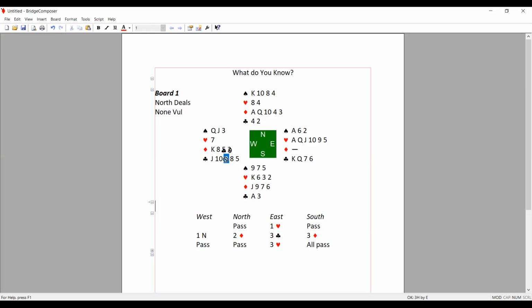Think about how you can describe your hand to your partner to get more information and hopefully find your best fit each time. I hope you found this useful. You can send me any questions.